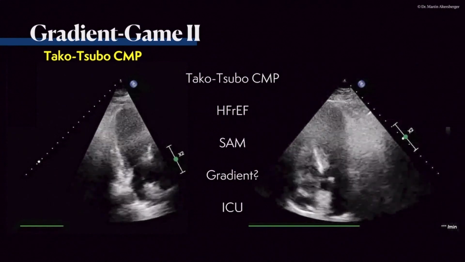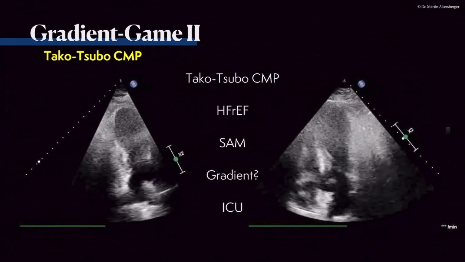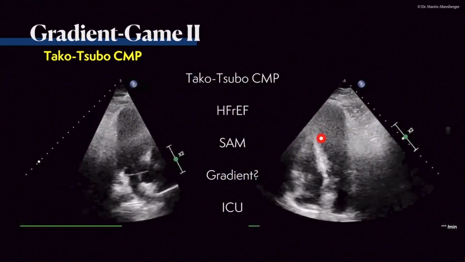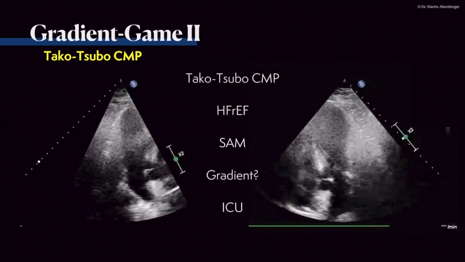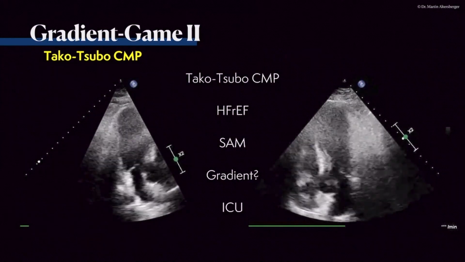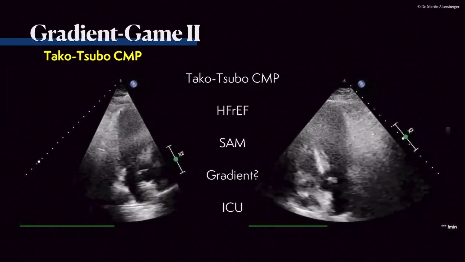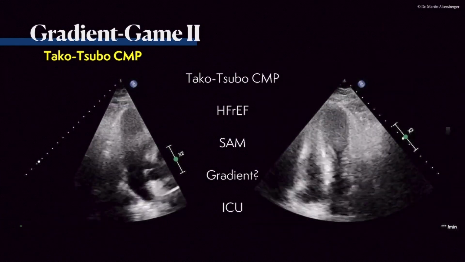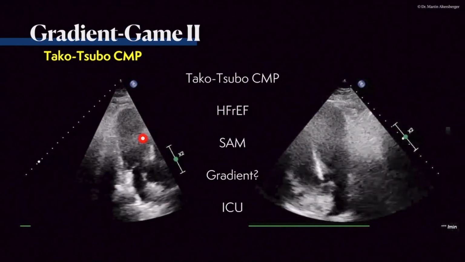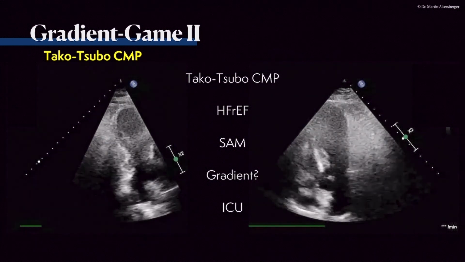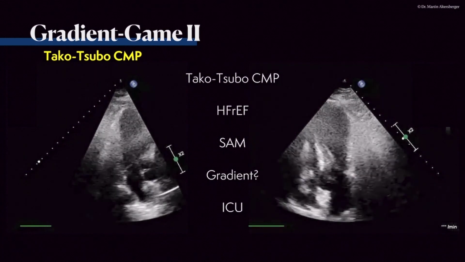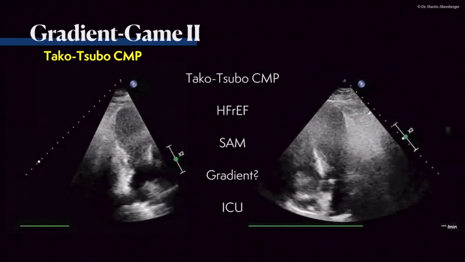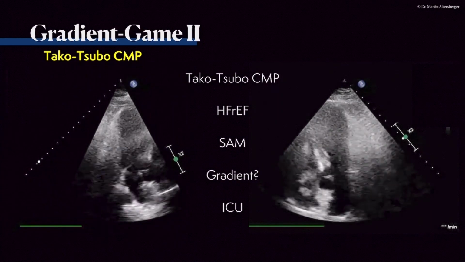Here we have the second gradient game. We are now discussing a patient with Takotsubo cardiomyopathy. You see this large apical ballooning, severely reduced function, but hyperdynamic basal segments, which you can see in this Takotsubo cardiomyopathy. And you have, of course, the diagnosis of a HFrEF, so there are relevant wall motion abnormalities, large areas, so the function overall is reduced. The basal segments have to cover, so to speak, for the akinetic segment, so they are hyperdynamic, and you see that there is also most likely LVOT obstruction.